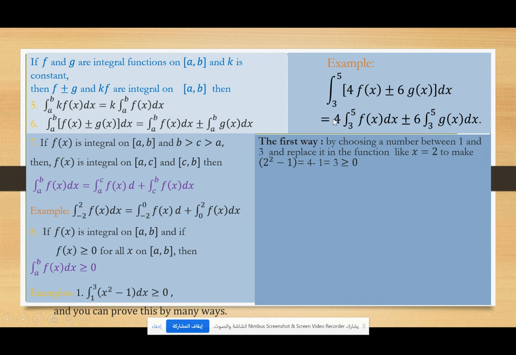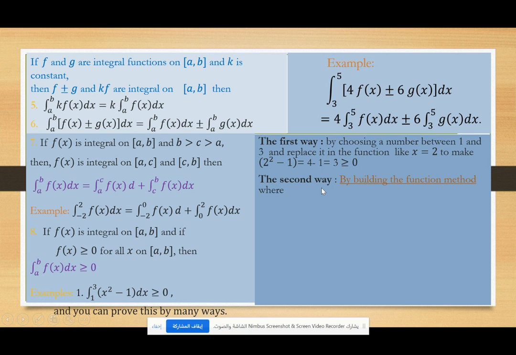The first way is by choosing a number between 1 and 3 and replacing it in the function, like x equals 2. If you replace x here, that will make it 2 squared minus 1. That will be 4 minus 1, which gives you a positive number. So that means the whole thing is positive. So if the function is positive, its integration is positive.